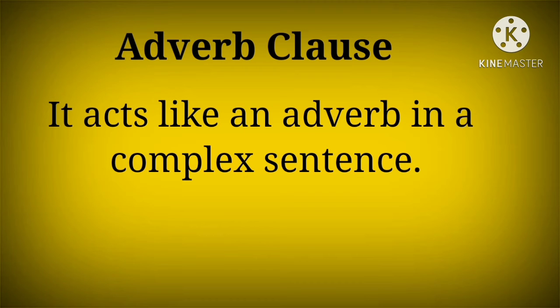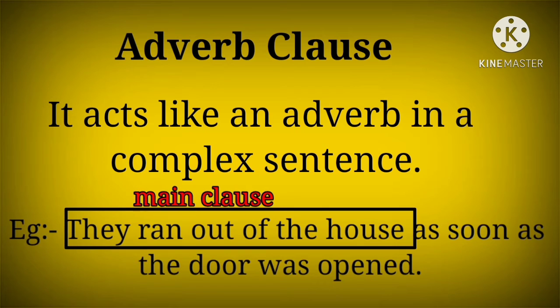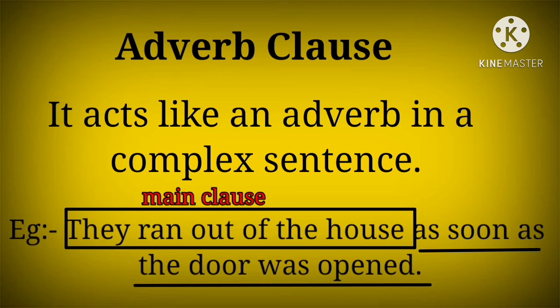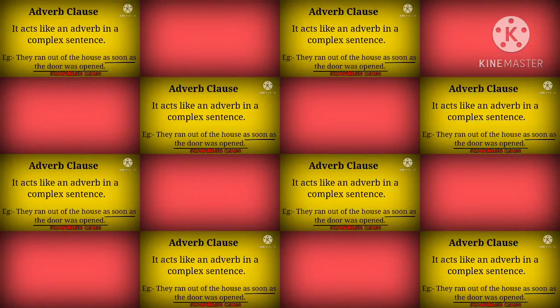Adverb clause. It acts like an adverb in a complex sentence. Let's see an example. They ran out of the house as soon as the door was opened. In this sentence, they ran out of the house is the main clause, and as soon as the door was opened is the subordinate clause. And this subordinate clause is showing time. That is why it is an adverb clause.